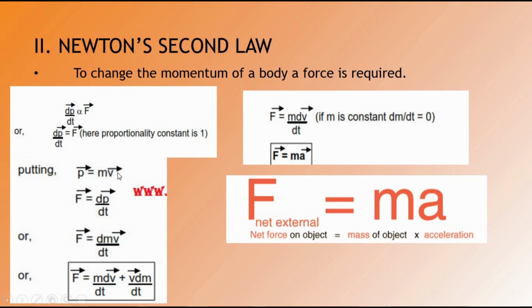Substituting p is equal to mv, we get F is equal to m dv by dt plus v dm by dt. In general ideal cases, we take mass being a constant and doesn't change with time, so dm by dt is equal to 0, and thus force vector is equal to m into change in the velocity vector over time, which gives us F is equal to ma, where F is the net external force on the object, m is the mass of the object, and a is its acceleration.